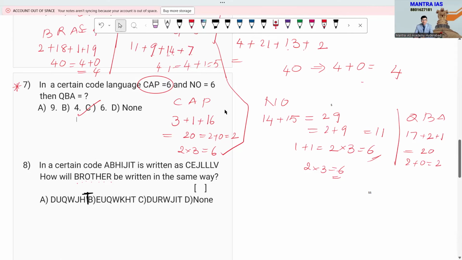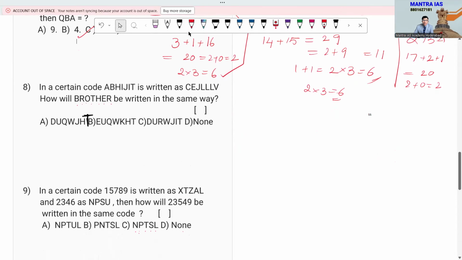Coding and decoding is a very crucial topic. I told you the number of models we have in this topic, Baba. Right? I'm going to give you brief information on this one. Now come to the point here. Abhijit is coded as CEJ, and brother in the same style, how much is it? Option A, DUQWJHT. Option B, EUQWKHT.